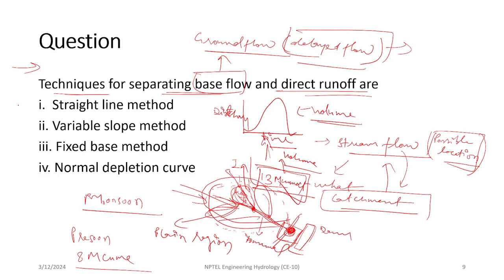Okay. So you might have studied these methods: one mentioned here is the straight line method, then the variable slope method, the third one is the fixed base method, and the last one is the normal depletion curve method. For the normal depletion curve method you may have studied one equation to quantify it, that is Qt in terms of Q naught, the maximum discharge, and e to the power of minus kt. This is a decaying equation, a normal depletion curve for base flow. The remaining three techniques you already have studied. So tell me, which are the techniques?